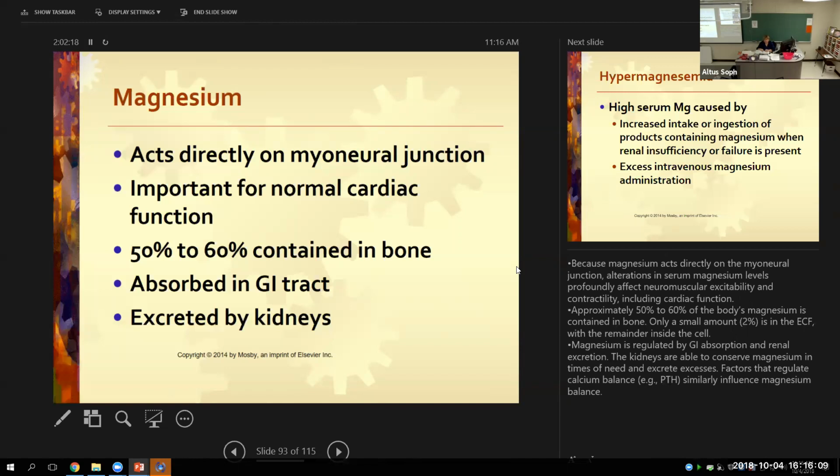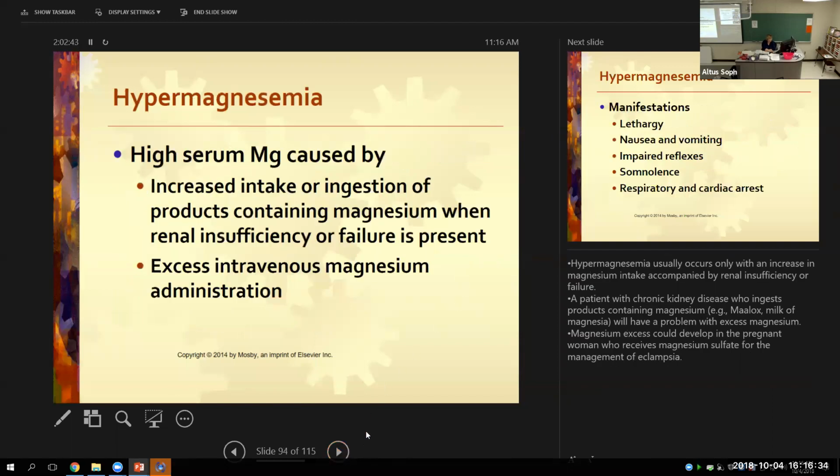There's one heart rhythm called torsades de pointes. It is a specific type of ventricular dysrhythmia, a type of ventricular tachycardia. Often when your patient is in that, their magnesium level is low, and we need to give magnesium. So try to remember that. A high serum magnesium is caused by increased intake or ingestion of products containing magnesium, especially when there's renal insufficiency or failure. It can also be caused by excess intravenous magnesium administration. So you have to watch for this.